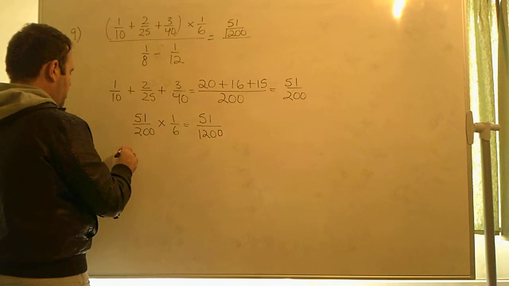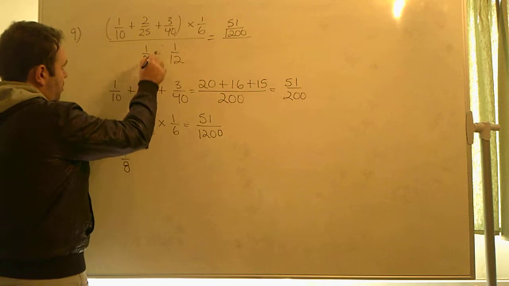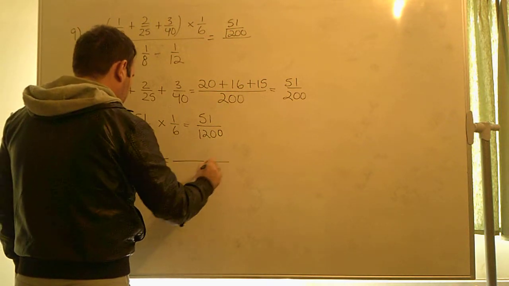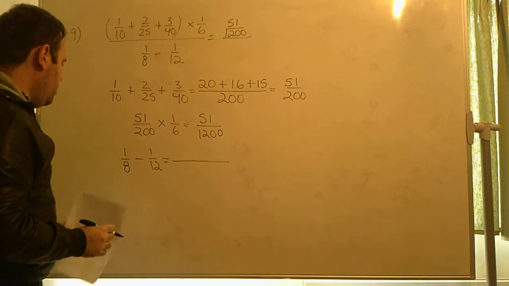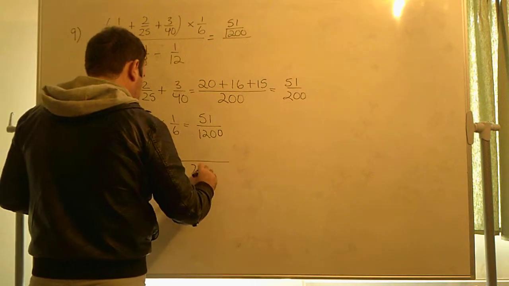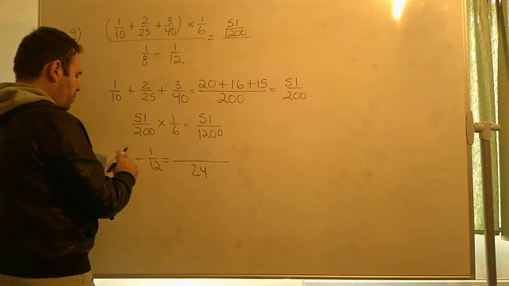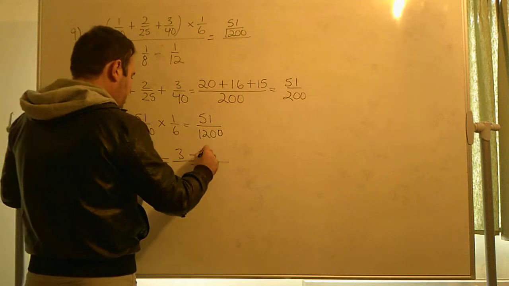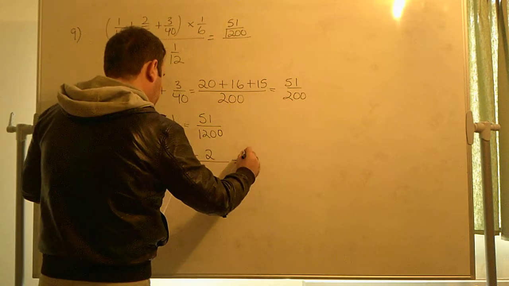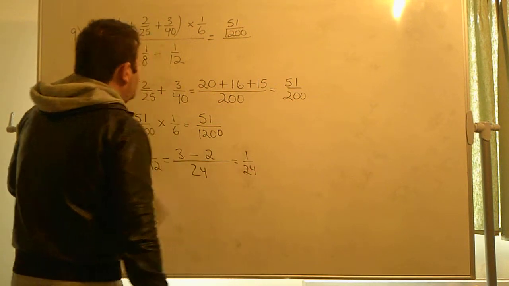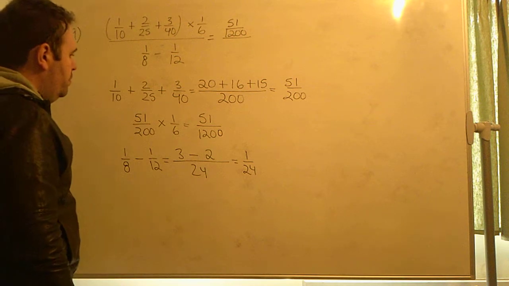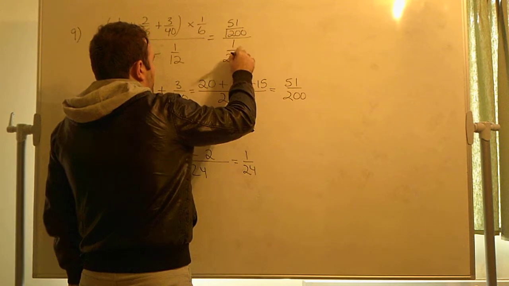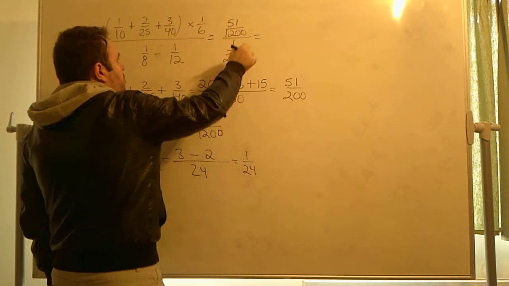Now we're going to carry on with the denominator. 1/8 minus 1/12. In this case, the least common multiple would be 24. So 24 divided by 8 is 3 times 1, 3 minus 24 divided by 12 is 2 times 1, 2. So this will be 1/24. So we need to multiply the extremes.